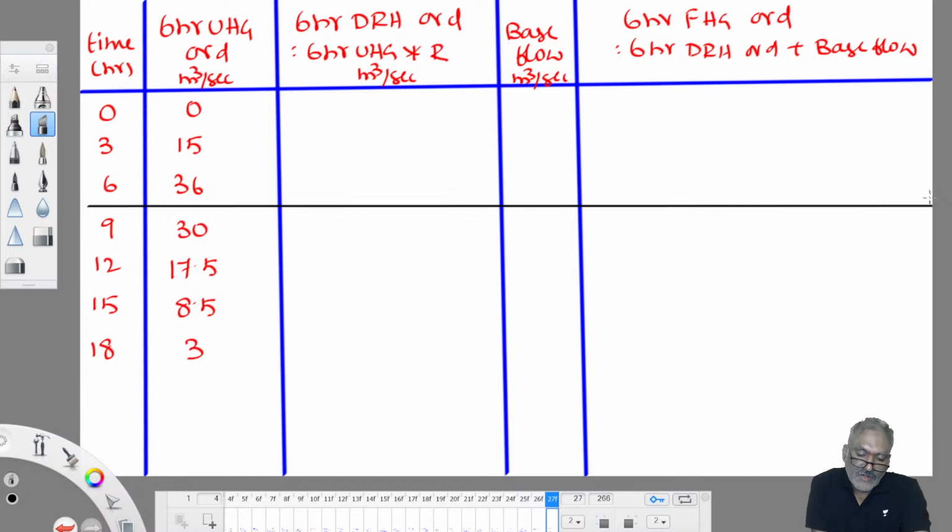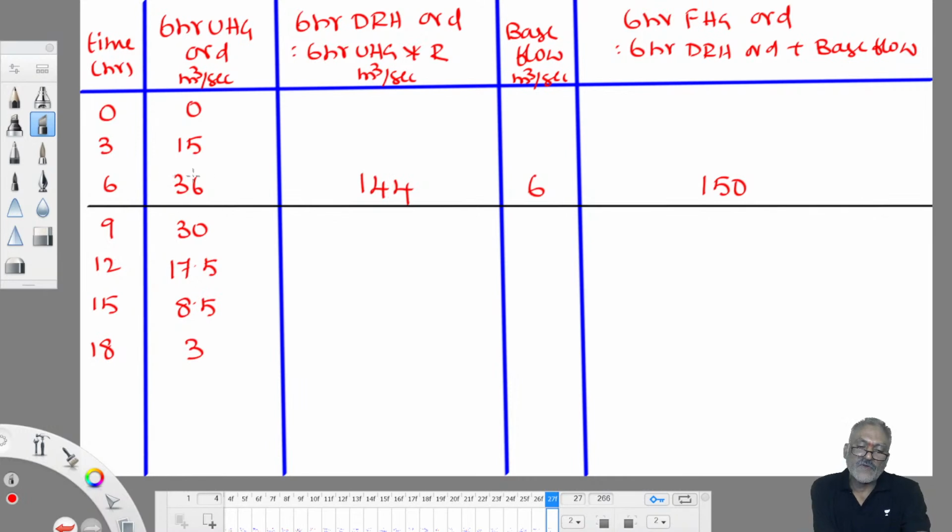That is also given in the question. What is the peak of the flood hydrograph given in the question? This is given as 150 cubic meter per second. Base flow is 6. So to get to 150 here, this should be 144. Okay? 144 plus 6 is equal to 150.